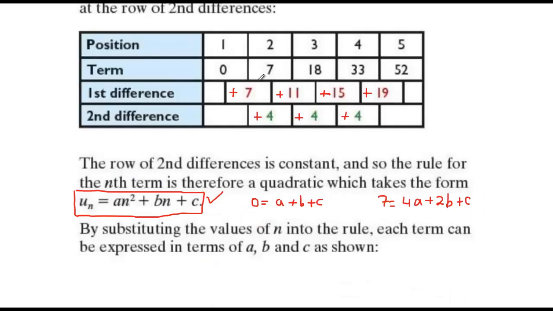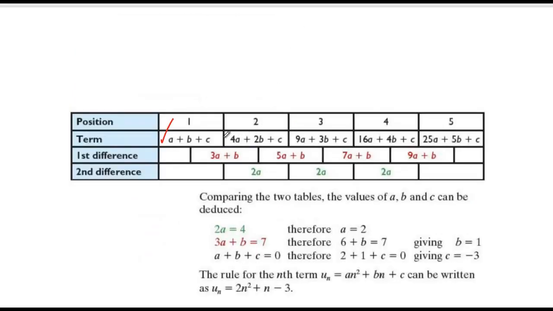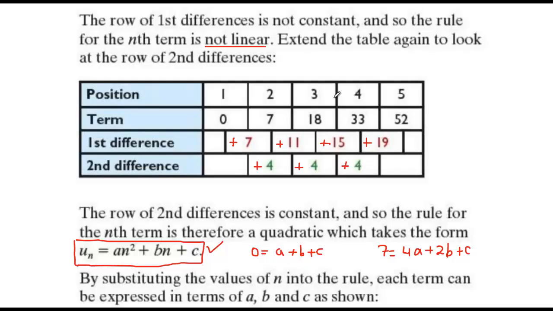Now this 7 is the second term. How have we obtained this 7? Just plug in this 2 in this n. So it will become 4a, 2b plus c. And this will give us the second term, which is 7. So we will write 7 over here. Therefore, we will write 4a plus 2b plus c in this box where 7 is written. Similarly, we will fill the next boxes.